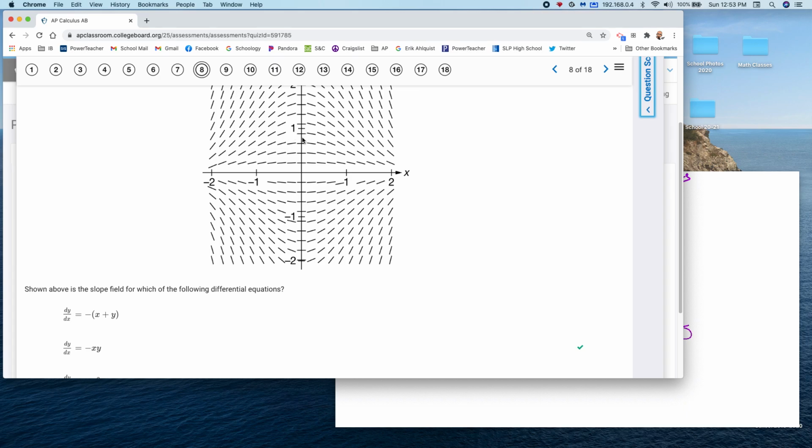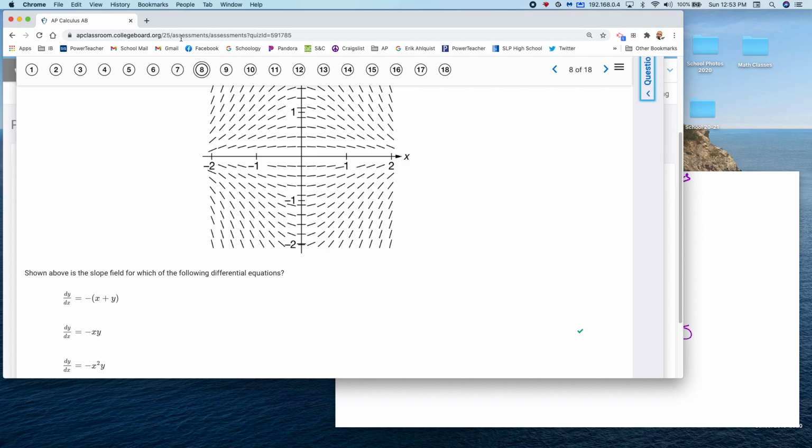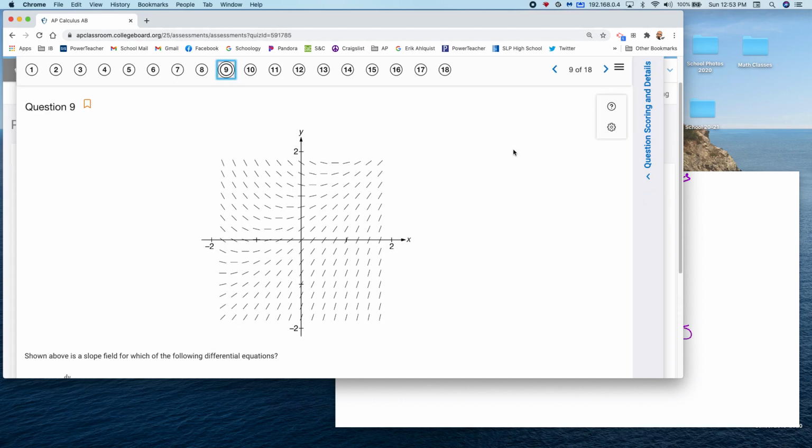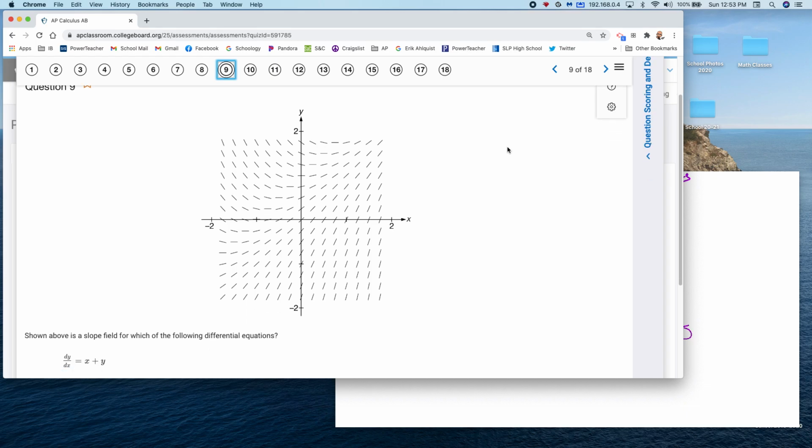You could have also checked zeros here for x, and seen that you got horizontals, which would have really knocked that one out as well. So let's look at 9. Which of the following is a slope field for this differential equation?